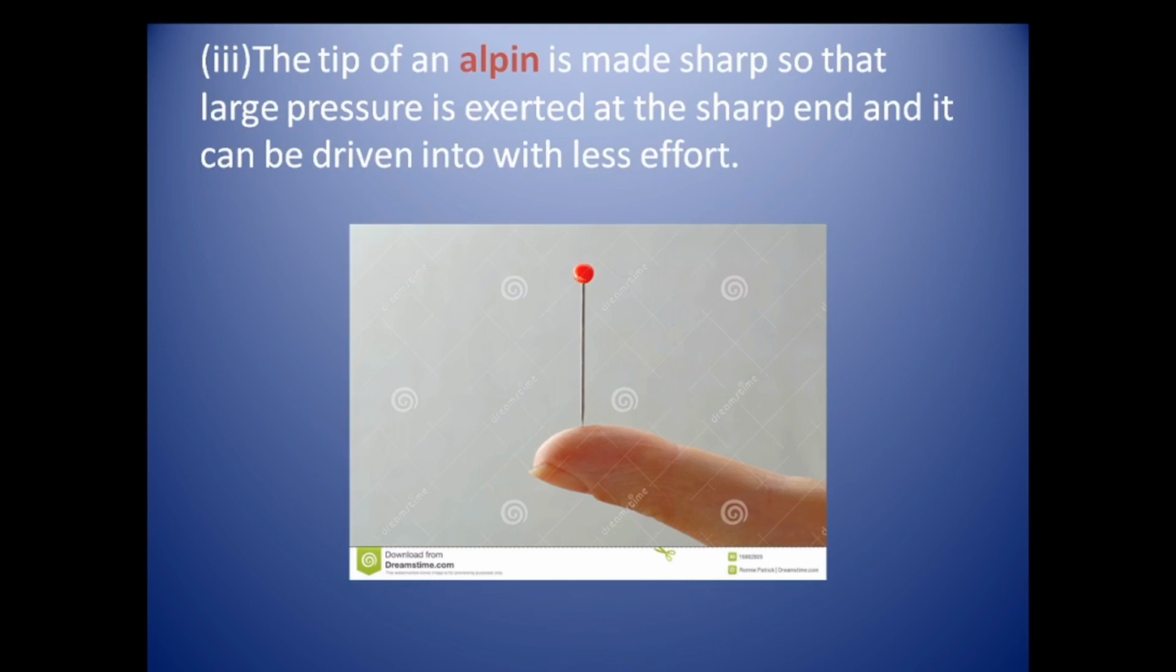Another example, the tip of an awl pin is made sharp because sharpness of the tip decreases the area of contact with the object, due to which large pressure is exerted by the pin on the surface of the object and it can be driven into the object with less effort.